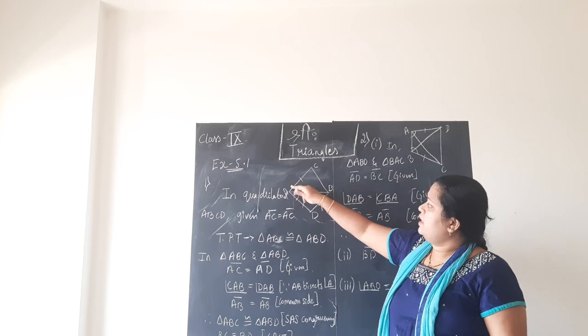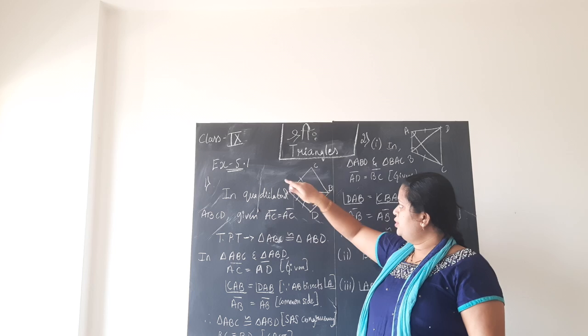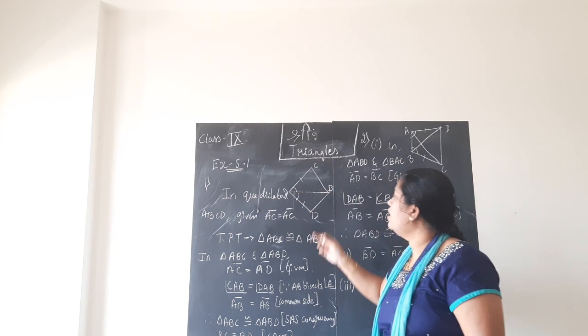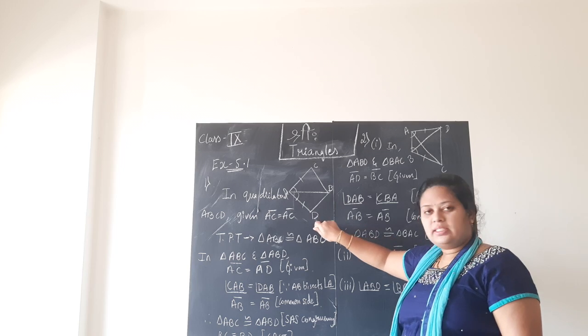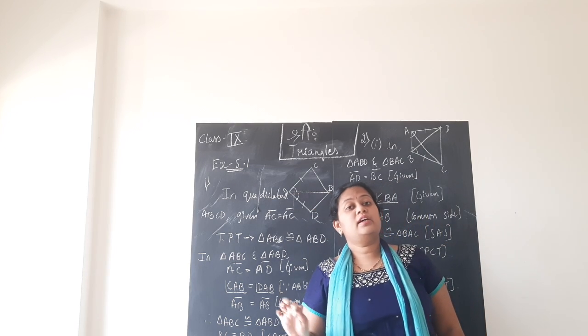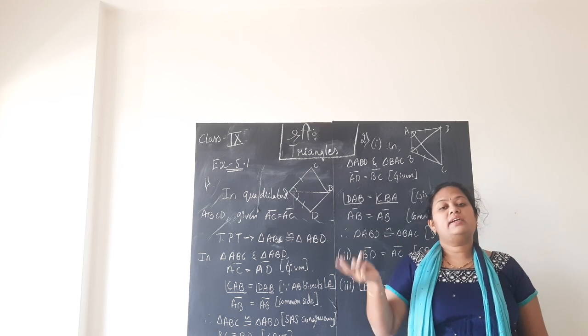So, given that ACBD is a quadrilateral. You know what a quadrilateral is. Here we need to prove that. Now for this quadrilateral ACBD, children, a diagonal is drawn. What is a diagonal? It is a line segment which joins the non-adjacent vertices.